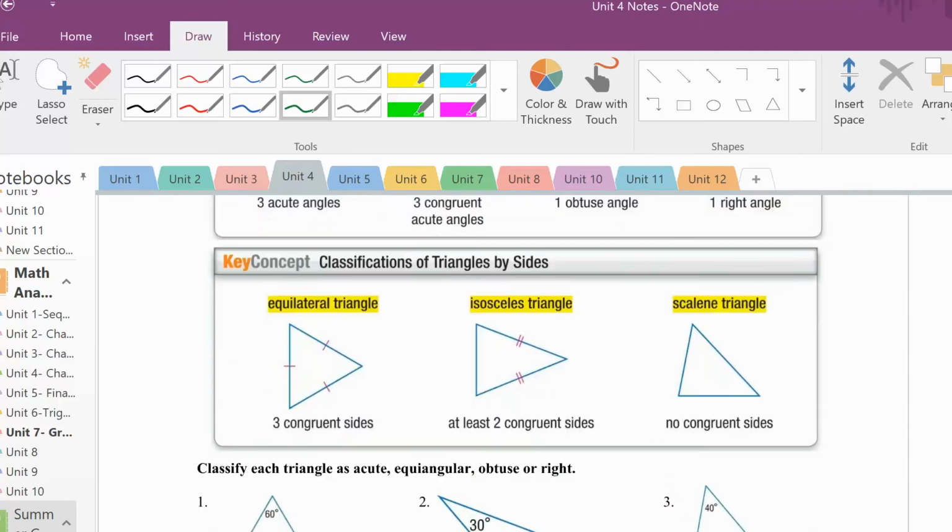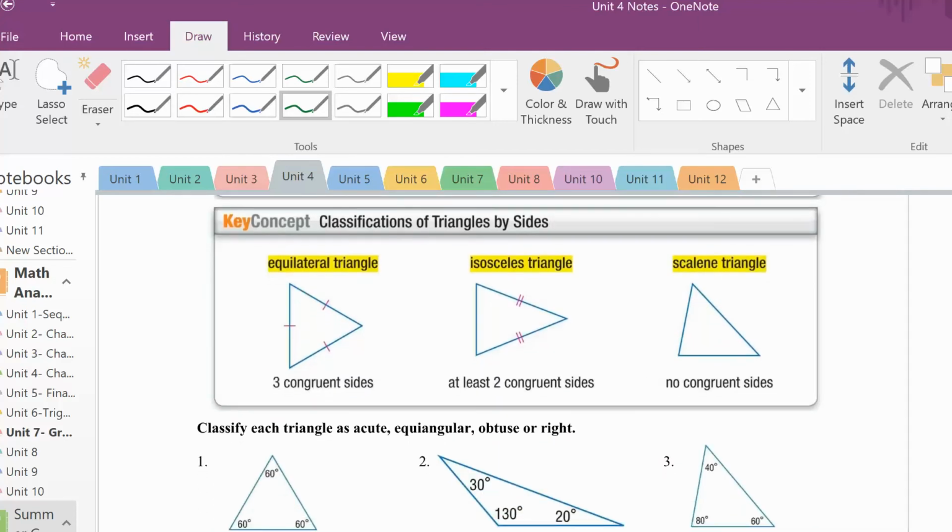If we're classifying it by its sides, three congruent sides means it's equilateral. If it has two congruent sides, then it's called isosceles. And if it doesn't have any congruent sides, it's a scalene triangle.